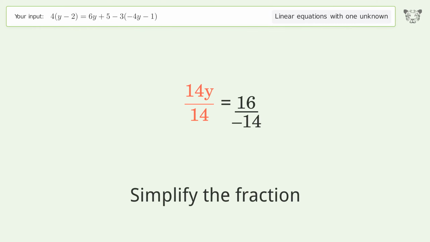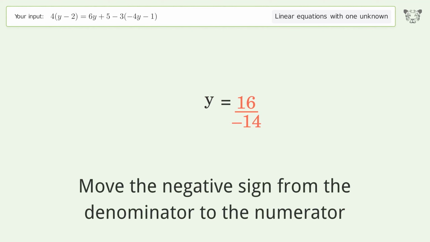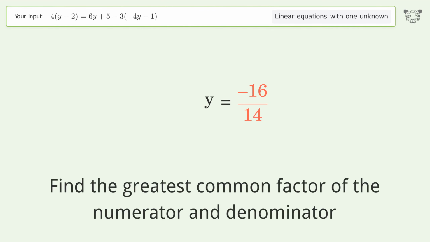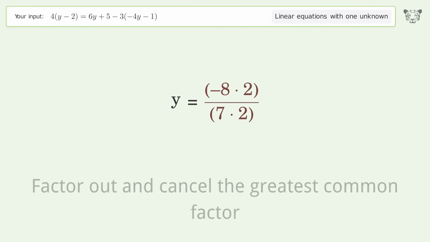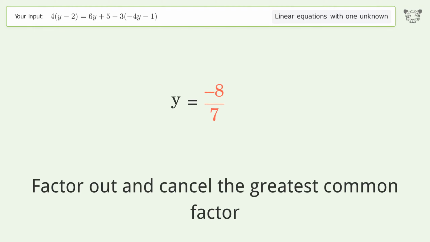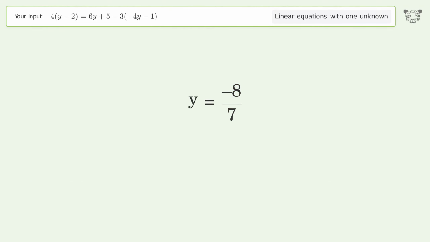Simplify the fraction. Move the negative sign from the denominator to the numerator. Find the greatest common factor of the numerator and denominator. Factor out and cancel the greatest common factor. And so the final result is y equals -8/7.